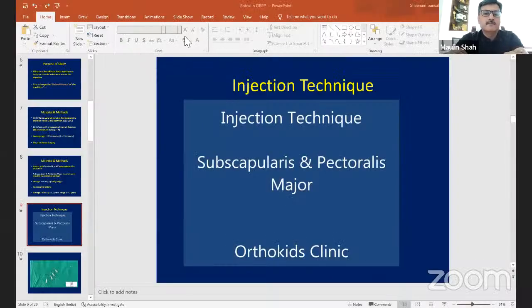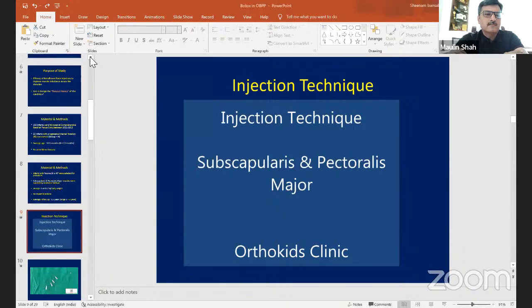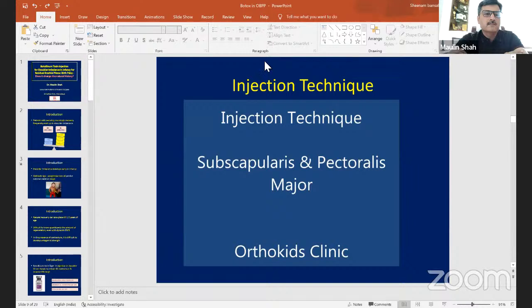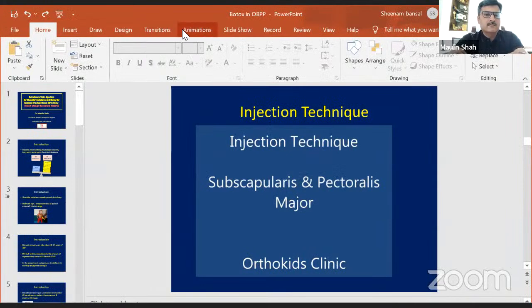If any questions, or we can switch to the next talk. So thanks, Ratna. That was a nice and comprehensive talk about botulinum use. So Sheenam, are you ready for your presentation? You can share your screen. Yes, sir. We can go to slideshow and start from here.